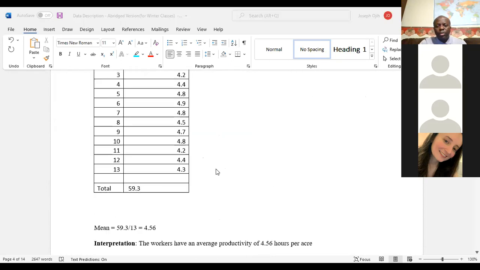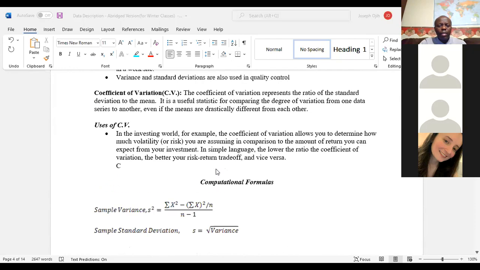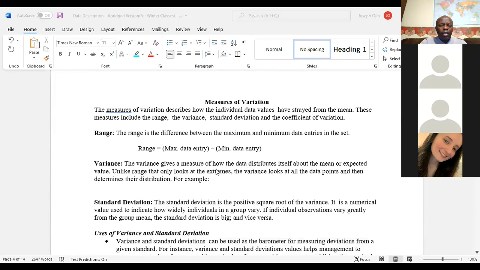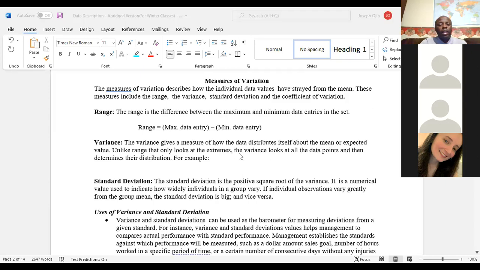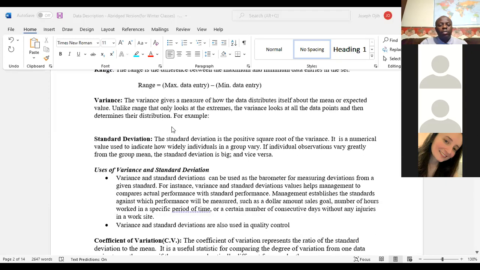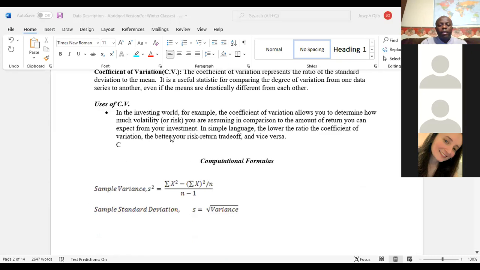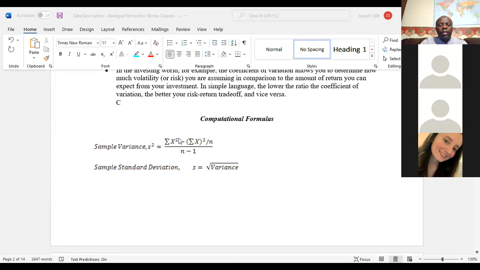Remember, as I said earlier, the variance, standard deviation, and range, we call them all measures of variation. The range is the easiest one to calculate because it's just the maximum data entry minus the minimum data entry. Variance and standard deviation have their formulas here. This is for variance, and this is for standard deviation, which is always the square root of variance.